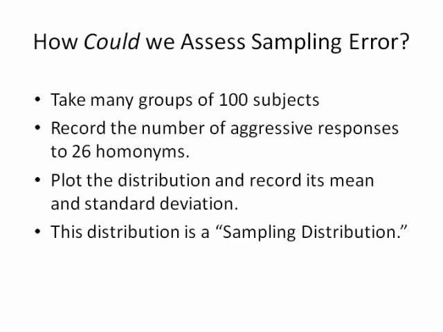How can we actually assess sampling error? Well, we can take many groups of 100 subjects. That's one way. We can record the aggressive responses of those groups, plot that distribution, and record its mean and standard deviation. That's what's known as a sampling distribution. Remember, we're looking at a statistic over repeated samples of some specified population.